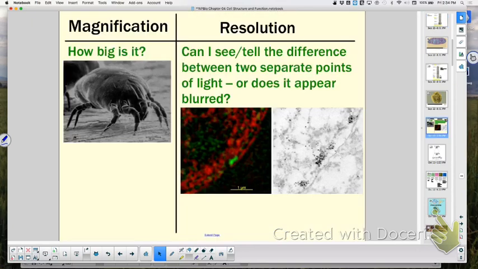I also wanted you to make sure you understood the difference between magnification and resolution. Magnification is how many times you increase the size, how big it is. And resolution is how clear it is.